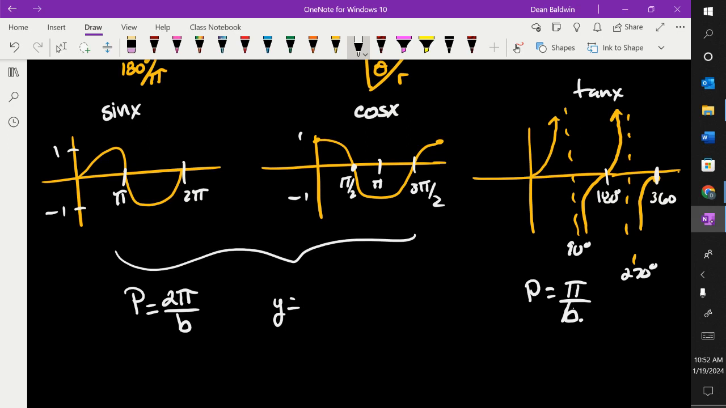Can I write those on the formula sheet? Or should I know this? You should know this. Okay. You've never seen that before. You so have.